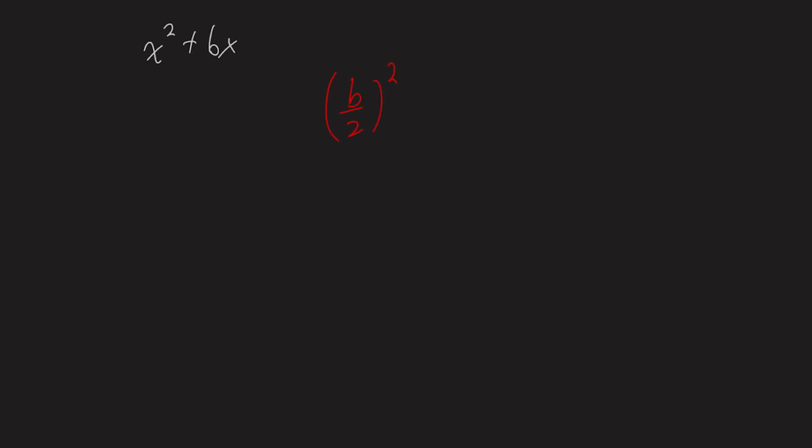Okay? Now, 6 over 2 is 3. 3 squared is 9. But I'm just going to keep it as 3 squared so I can illustrate for you the usefulness of this method. So now that I have my equation in this form, I am going to be able to just write my factorization like this. It's going to be x plus 3 squared. And that's all I need to do now.